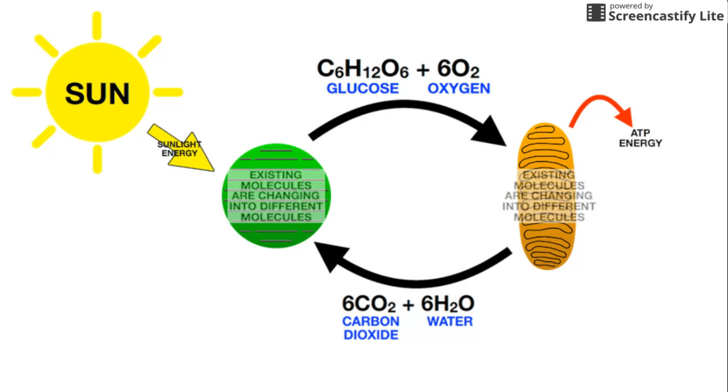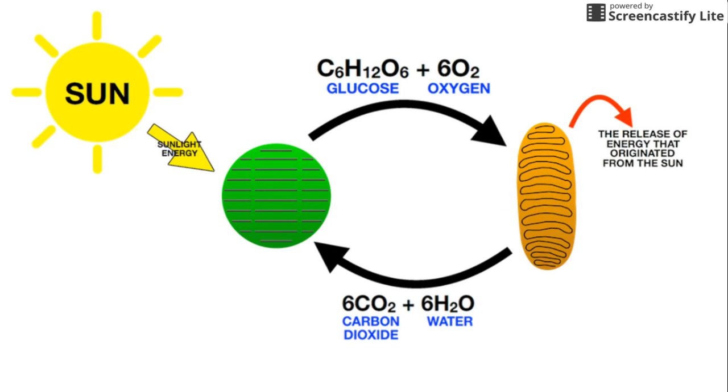As we can see, ATP energy, which is used for the cell's metabolism, originated from the sun's energy. So plants need energy from the sun to make glucose. But animals also need the sun's energy, because without it, there would be no plants. And with no plants, there is no food for animals.